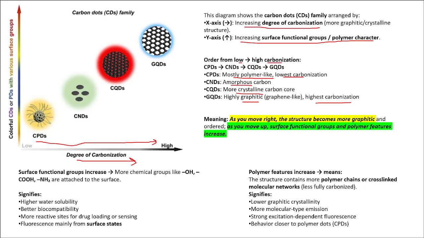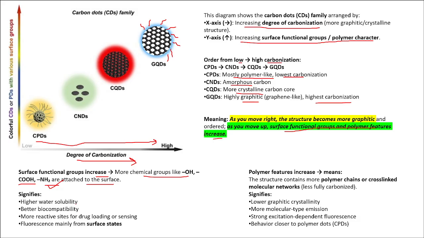But as you move up, from CPD to GQD, surface functional groups and polymer features increase. So obviously surface modification is easier. As these surface functional groups increase, more chemical groups like OH, COOH, NH2 are attached to the surface. So once these functional groups increase, what would happen?